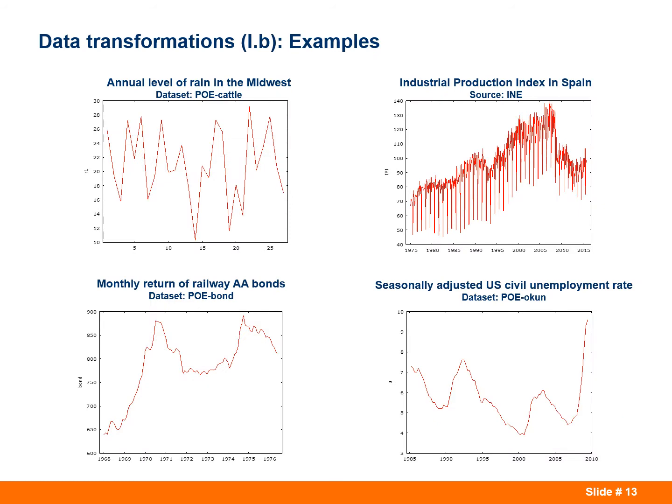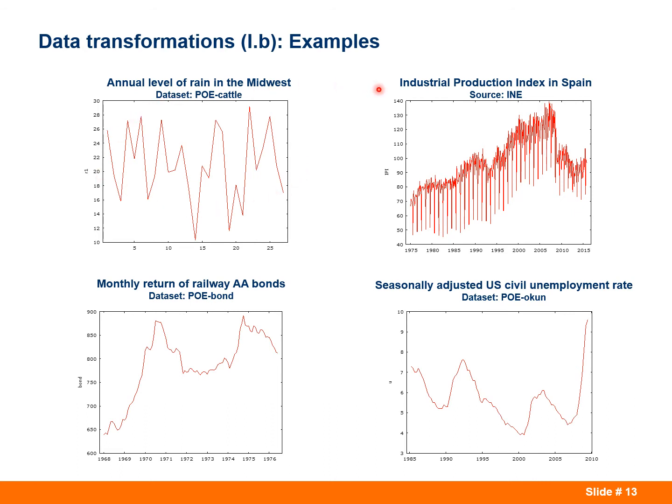So, let's see some examples with real data. First of all, the annual level of rain in the Midwest. This time series is stationary in the mean, because its mean level is more or less constant over the sample, and we can also see that the dispersion is more or less stable, so it could also be homoscedastic.